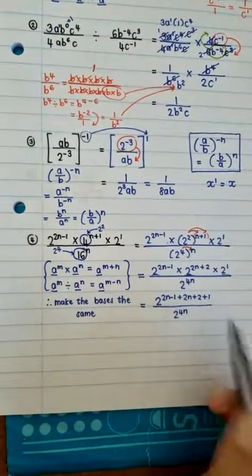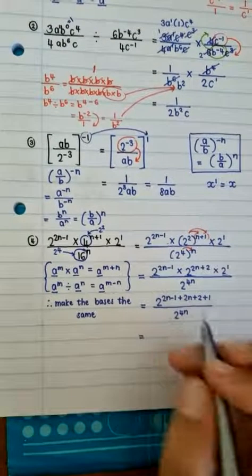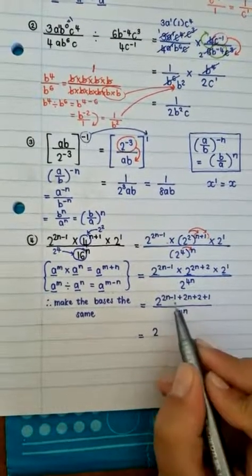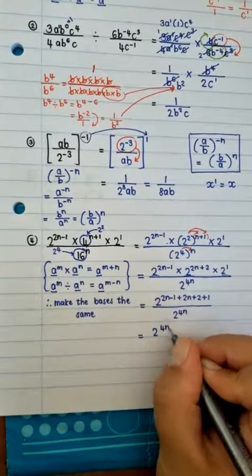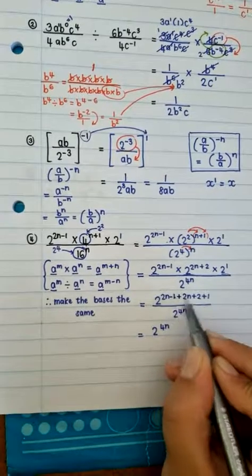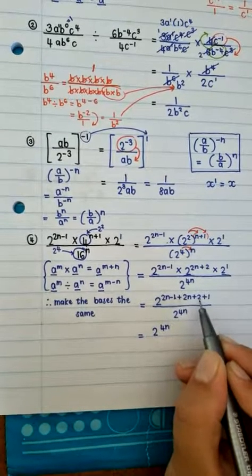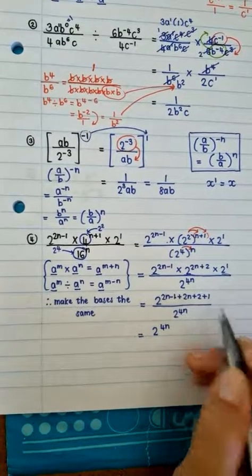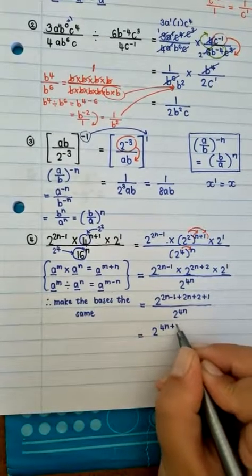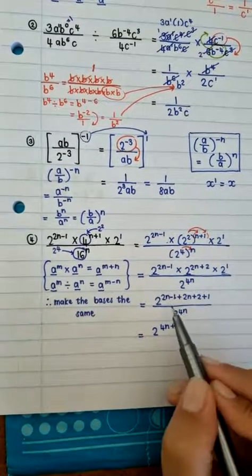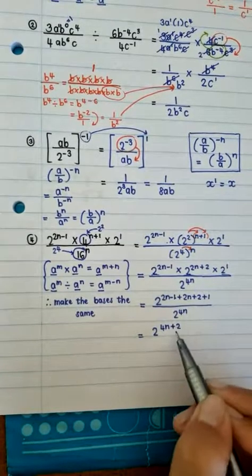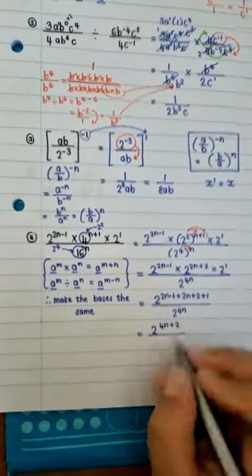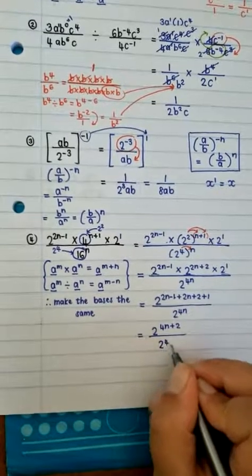I'm just going to simplify this here because we have some like terms. We have 2n plus 2n is 4n, right? And then we have negative 1 plus 2, which is plus 1, positive 1, plus another 1, which is plus 2. I'm just going to go over that again. Negative 1 plus 2 is 1, plus 1 is 2. And at the bottom we have 2 to the power of 4n.